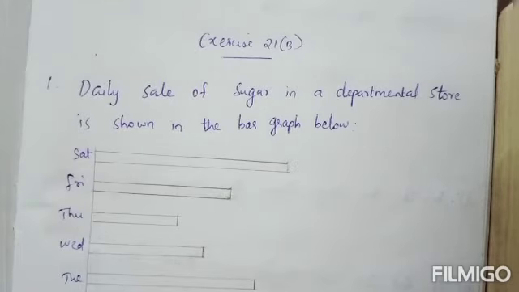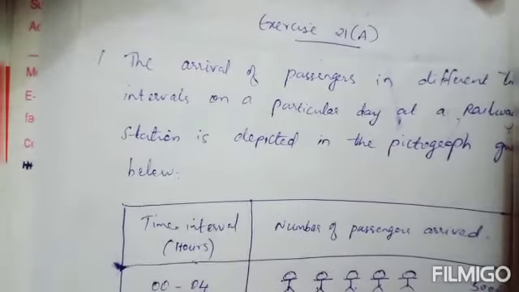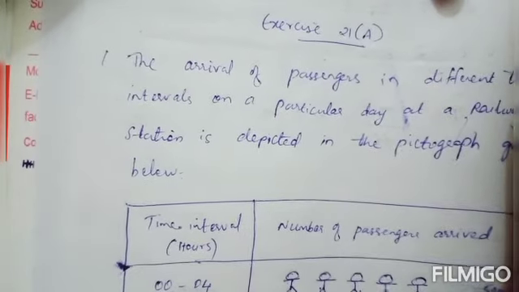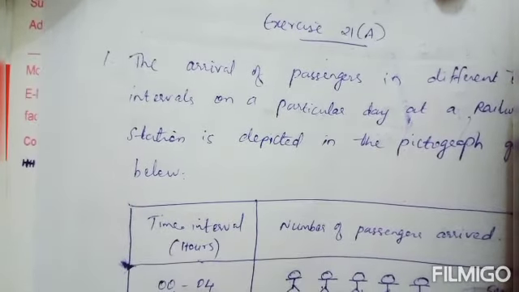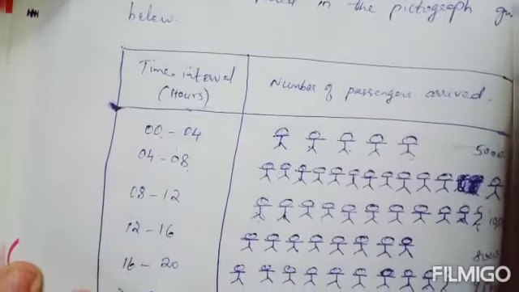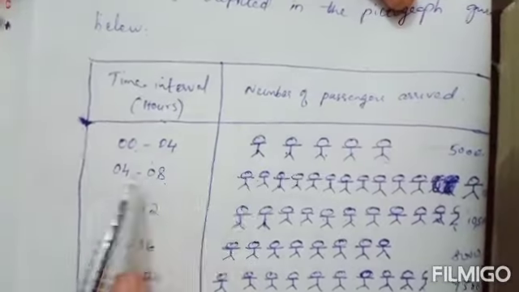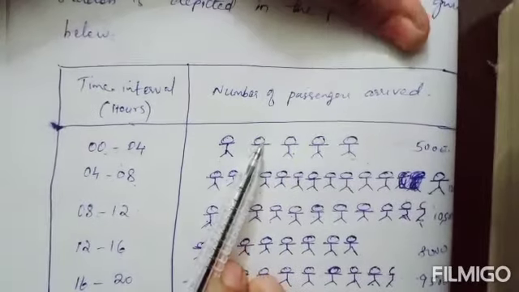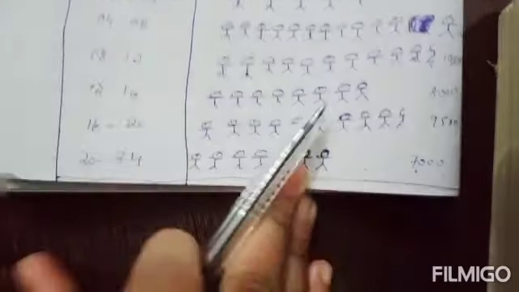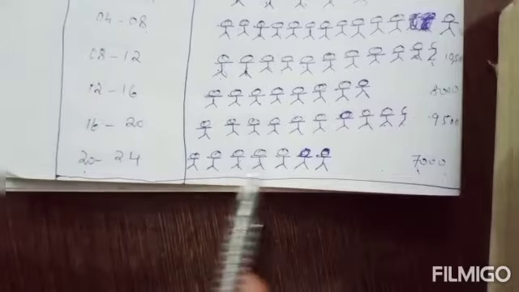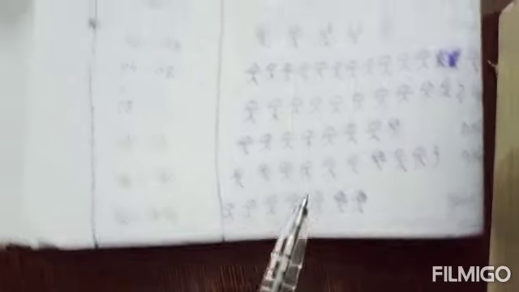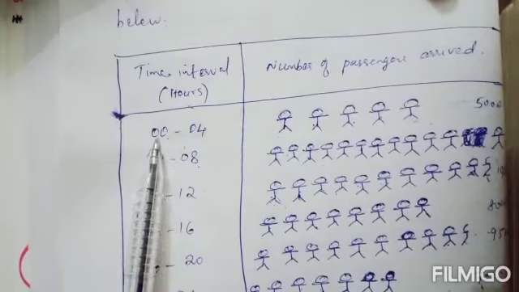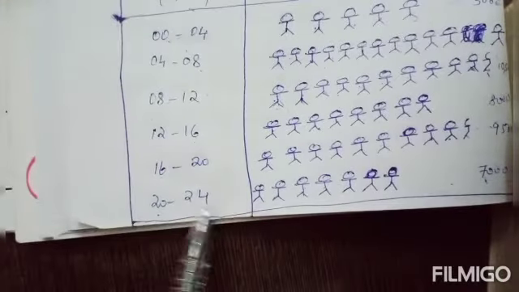So we have been discussing chapter 21, data handling. Now, in yesterday's pictograph question, I missed one question. At which time interval was the arrival of passengers less than 8,000? You can see here, during 0 to 4 hours it is less than 8,000, that is 5,000 passengers only. And during 20 to 24 hours it is 7,000. So the answer for that question is 0 to 4 hours and 20 to 24 hours.